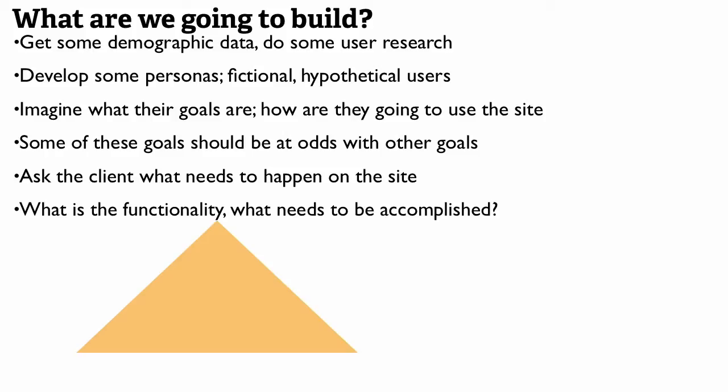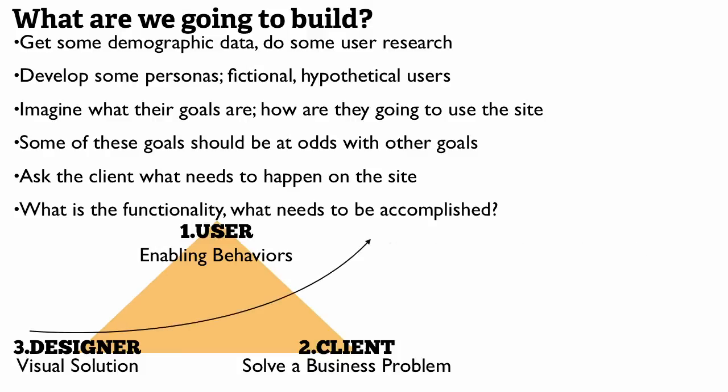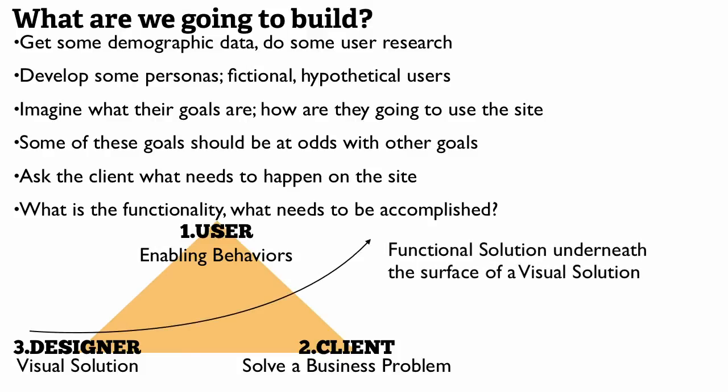And I'm going to invert my triangle here, and this is really how I'm thinking about web design now. At the peak of the pyramid is the user, and what we're doing is enabling behaviors. Of secondary priority is the client. He wants to solve a business problem. And now here I am. This used to be first in my needs, and it's now third. What the designer wants. The designer now needs to create a visual solution, but really based on numbers 1 and 2, we're creating a functional solution underneath the surface of a visual solution.